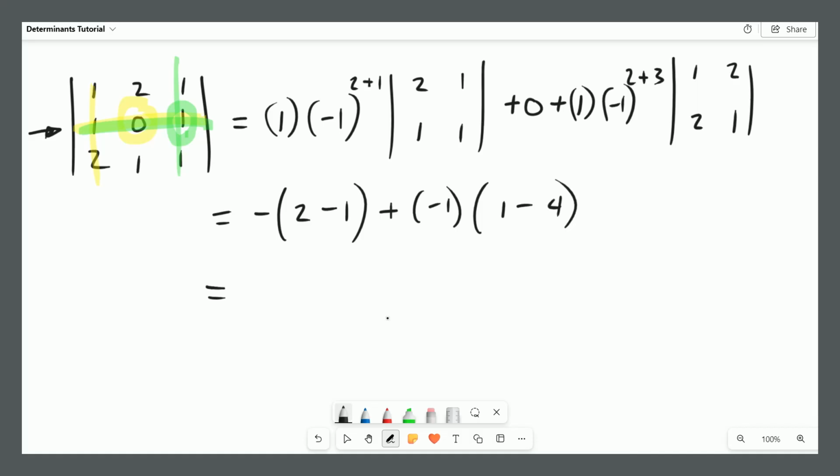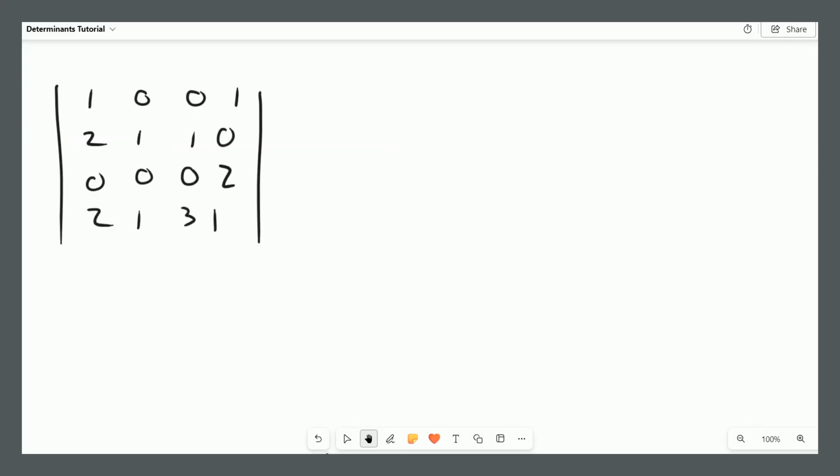And let's simplify that. So we have negative 1 minus negative 3, which turns into negative 1 plus 3, which is 2. All right, let's go on to the next one. So we've got a 4 by 4 matrix, and we want to find the easiest row or column.